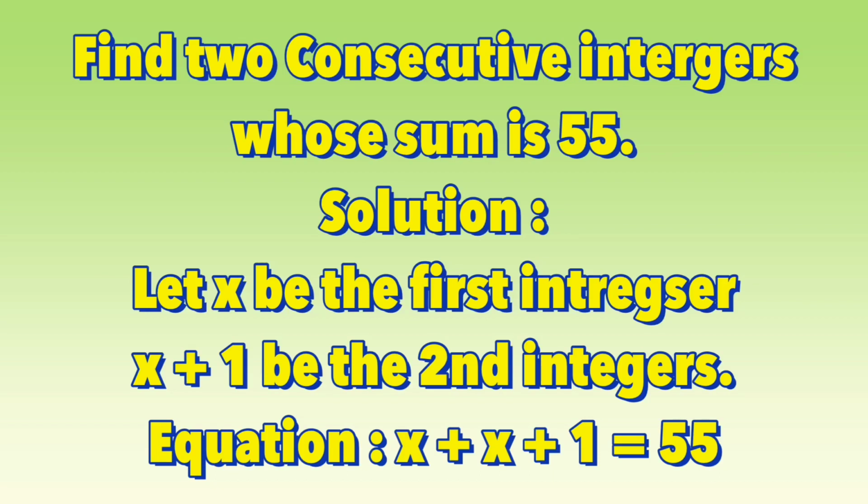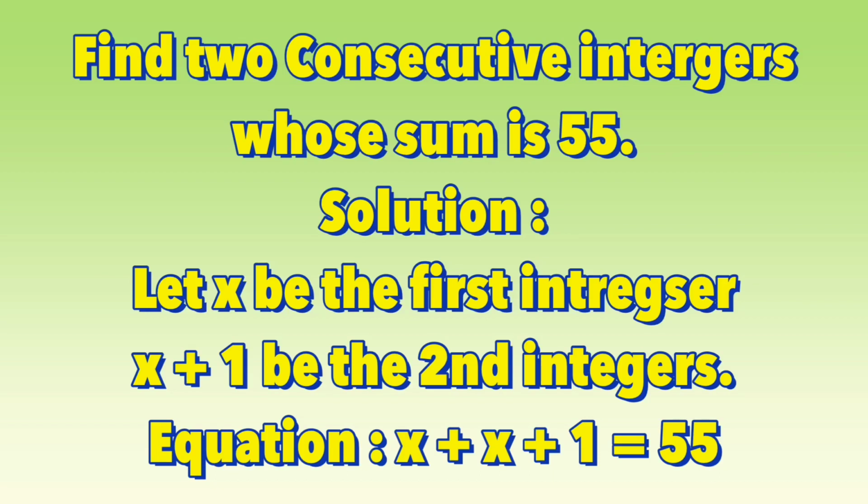Okay, our solution, we have of course to prepare a representation. Let x be the first consecutive integer, and x plus 1 be the second consecutive integer. So the equation now, since sum, we're going to add the first consecutive integer and the second integer. So our first consecutive integer is x plus the second integer, x plus 1 equals 55.